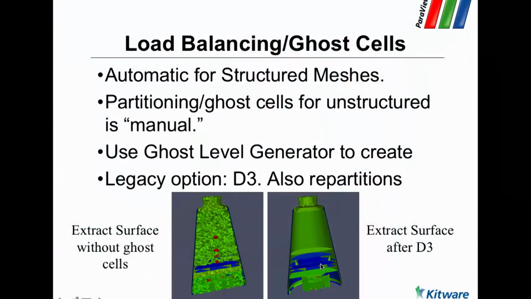In this example, we show what happens if you extract a surface without ghost cells. You don't get the correct result. If you add ghost cells, you get a much better looking result.